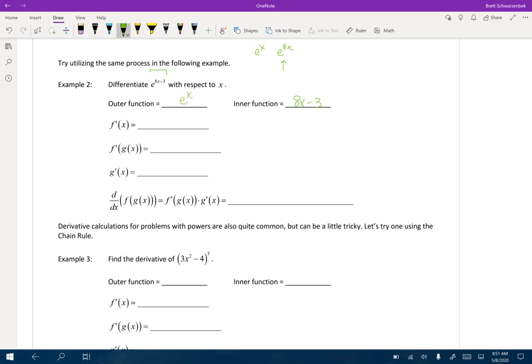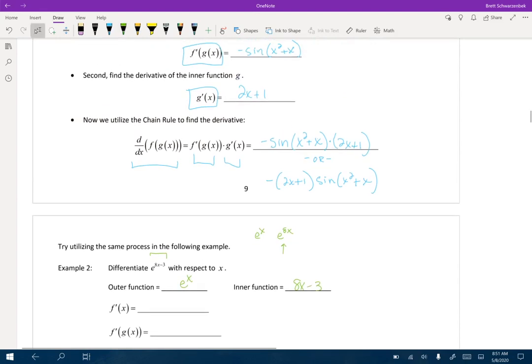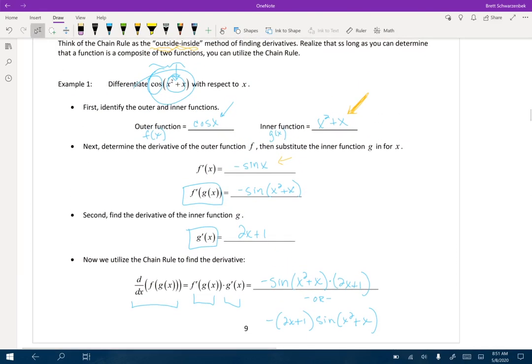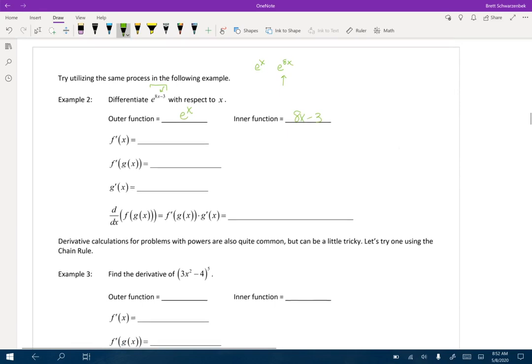So one of the things as a shortcut we can use to identify inner functions is they often are either in parentheses inside a function, or they're in exponents inside a function. So this is not always the case, but this is an excellent shortcut for identifying them.